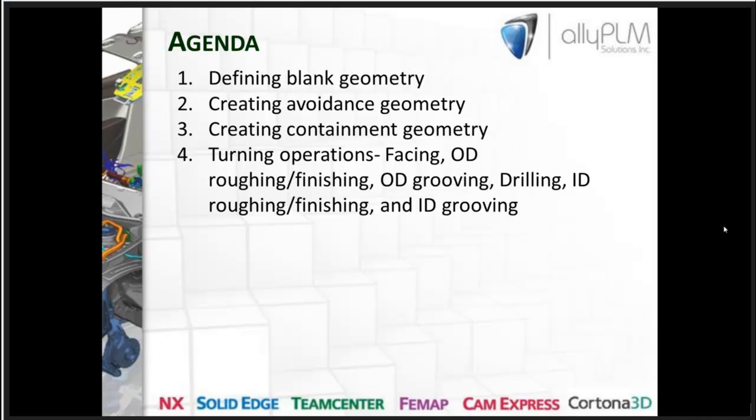So today I want to look at some basic steps to getting started in turning in NXCam. First, we're going to look at different ways to define your blank geometry. We're going to look at using existing solid bodies to create our blank geometry. And then we're going to look at defining our blank geometry using a part spun outline or a blank spun outline within the manufacturing setup. Then we're going to look at creating avoidance geometry. We'll also look at creating containment geometry. And then we'll look at how to create a variety of different turning operations: facing, OD roughing and finishing, OD grooving, drilling, ID roughing and finishing, and ID grooving. So let's take a look and get started.